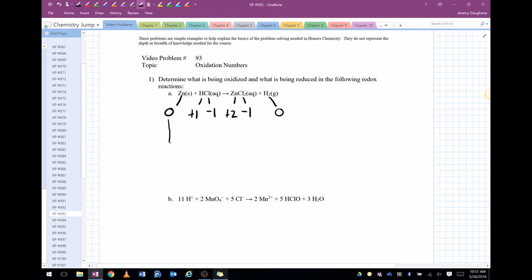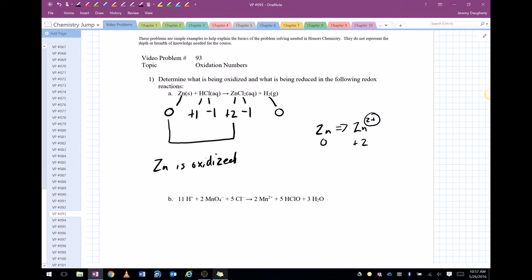Zinc is going from 0 to positive 2, right? So how do you do that? Well, you do that by losing electrons. So that must mean that the zinc is oxidized. How do I know that it's losing electrons? Because if I become more positive, I had to have lost something that is negative.